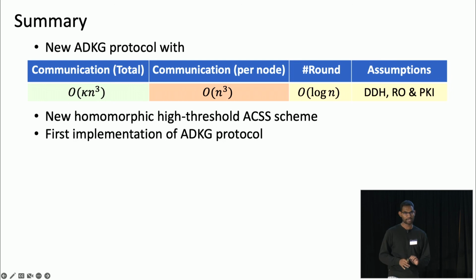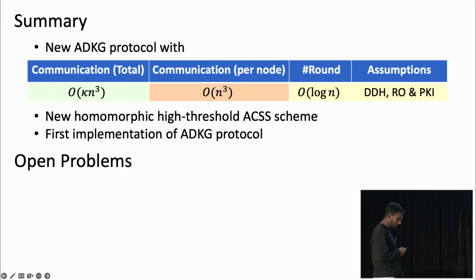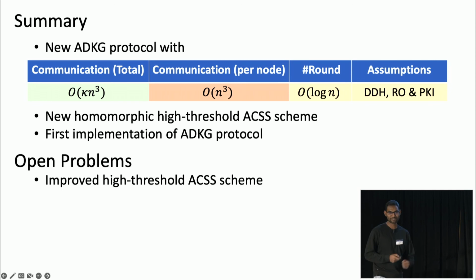There are lots of open problems. And the most important one, I feel, is to improve the high threshold ACSS scheme so that we can improve the DKG. But very recently, in the last few weeks, we realized that we can build a high threshold distributed key generation protocol only using a low threshold ACSS. We don't need that relation, but there are lots of subtleties in the proof, so I haven't written the proof yet, so I'll confidently tell about that later.